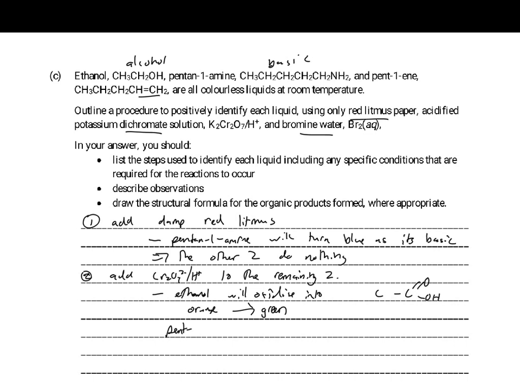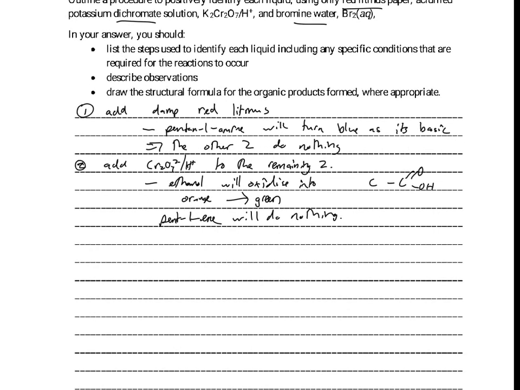Pent-1-ene, on the other hand, will do nothing. Lots of people thought it might react and form a diol, but that's only permanganate. So permanganate will react with an alkene to do that, but it won't do it with dichromate. So what you've got left is your bromine water and alkene. So add bromine water.